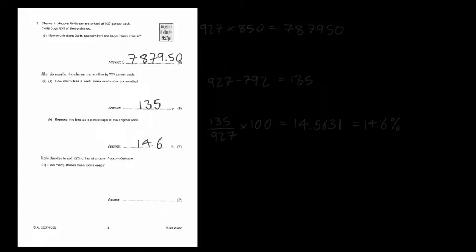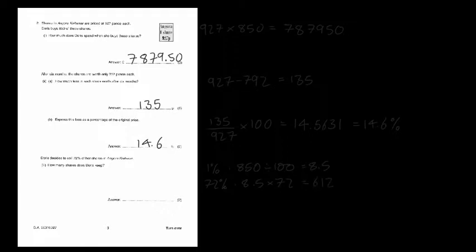Doris decides to sell 72% of her shares in Angora Knitwear. How many shares does Doris keep? Well, she's got 850. So let's put 1%: 850 divided by 100 is 8.5. She sells 72%, which is 8.5 times 72, which is 612.